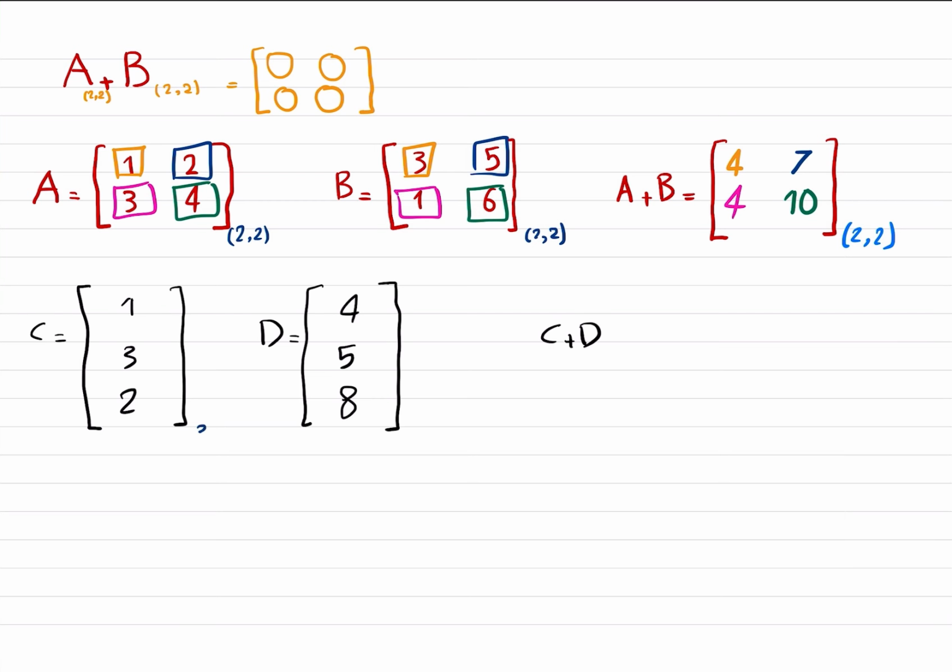Here we have 3 rows and just 1 column, so the order of this matrix is 3 by 1, and here we have 3 rows and 1 column, so the order here is again 3 by 1. And as you can see, these two orders are equal, so we can have the sum matrix. Okay, and now let's obtain the sum.